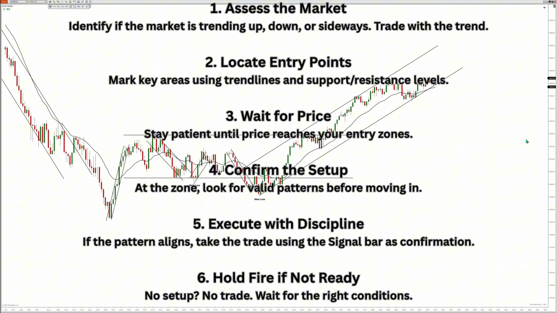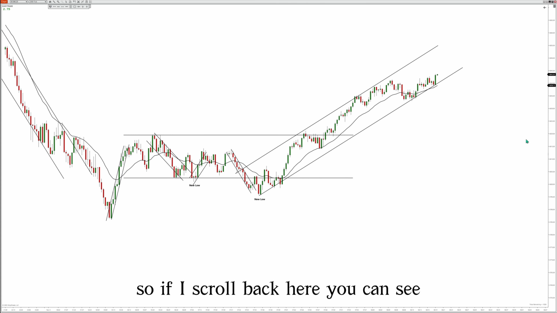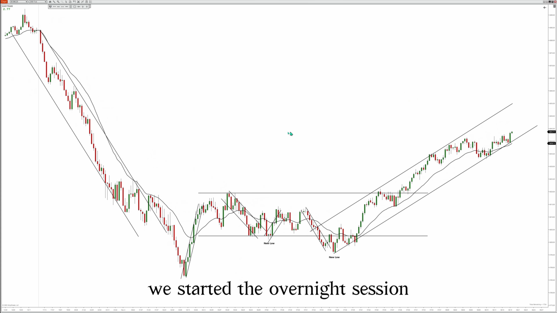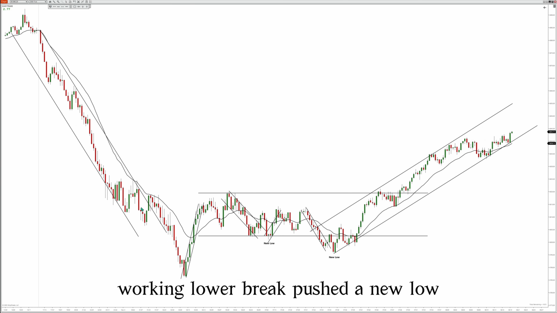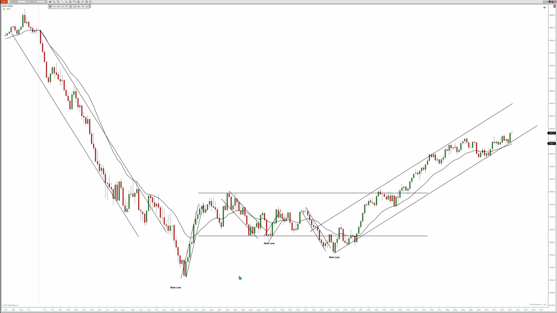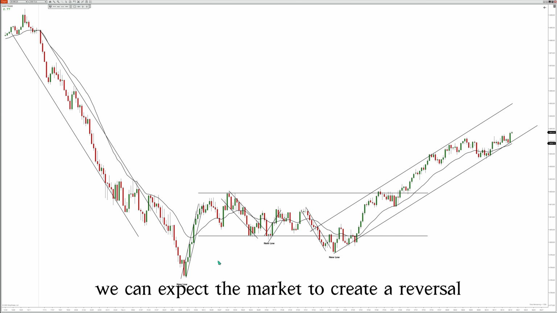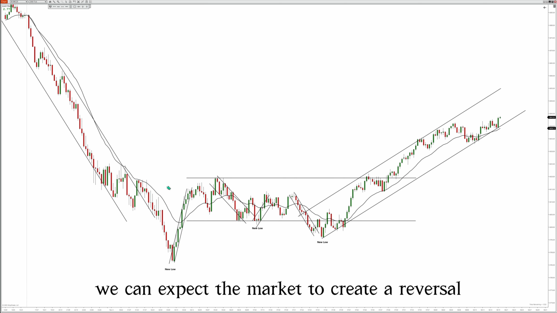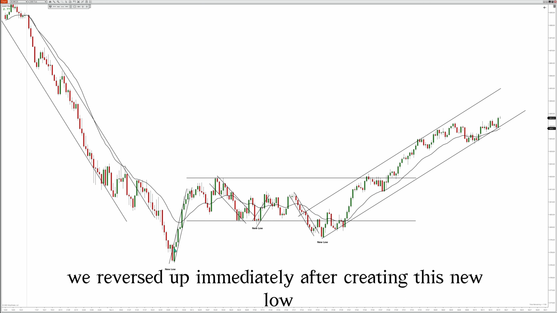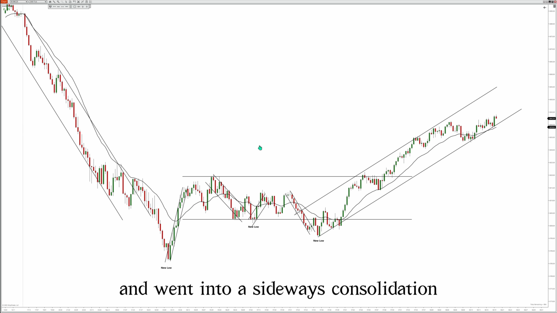ES E-mini futures 2000 tick chart, and we're using price action rules and market geometry to determine where to enter for high probability setups. If I scroll back here, you can see we started the overnight session with this nice downtrend working lower, break, push to new low. After new lows are created, we can expect the market to create a reversal or a correction.